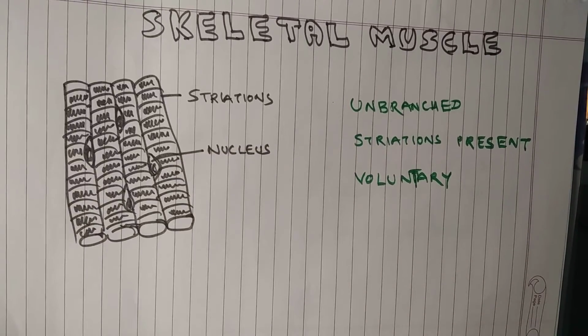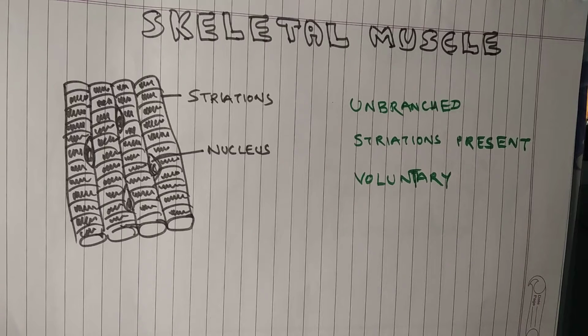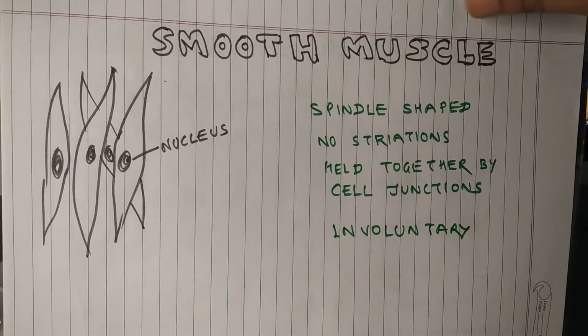Skeletal muscle is voluntary in nature, which means that we can control the function of skeletal muscles at our will. So whenever you want to move your hands, you can move at your will, or if you want to twist your back, you can do so at your will because of the presence of skeletal muscles in these organs.